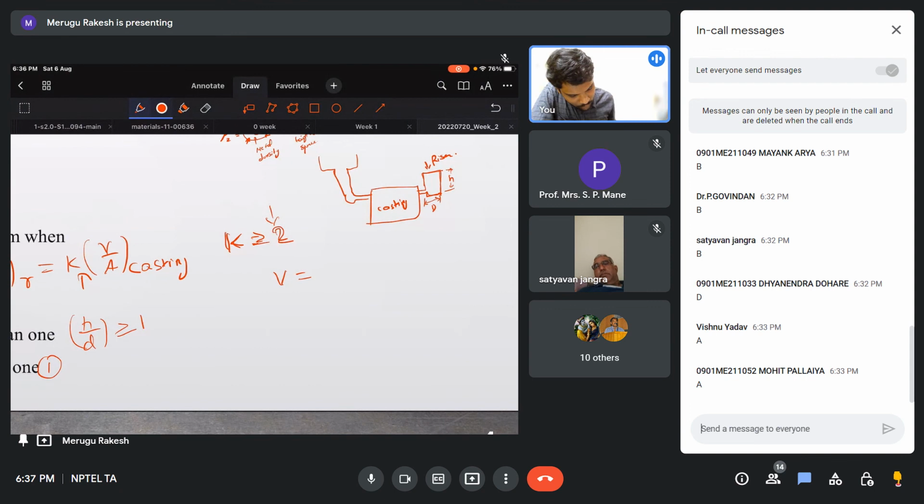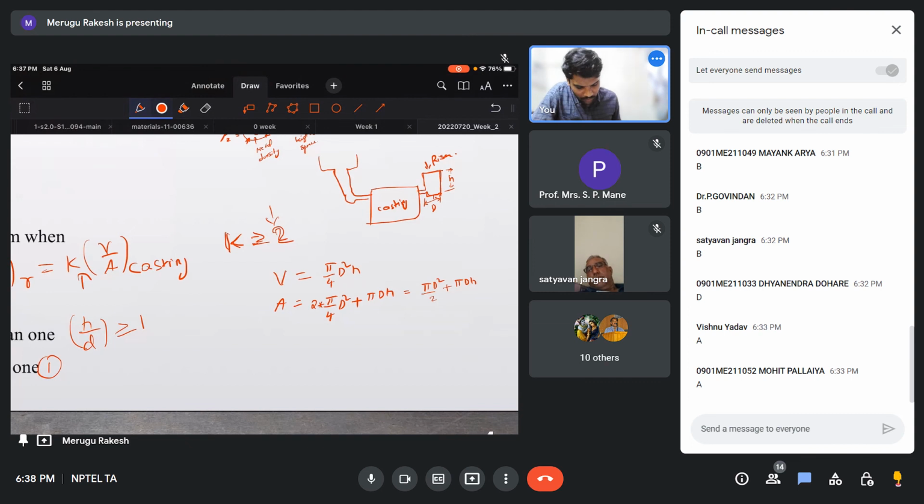So now if I take the volume, this is the volume, and if I take the area, this is the area. Sorry, there are 2. So we have 2 bottom and top, so 2 into pi by 4 d square plus pi dh, which is the lateral surface area, and top and bottom area. So this is the volume and area.